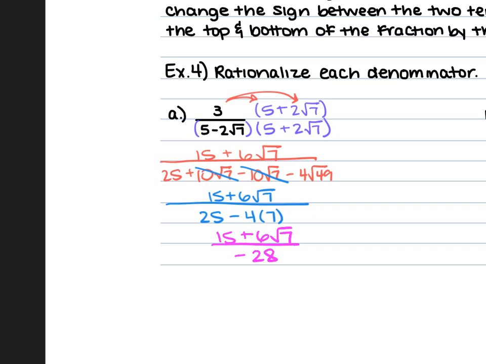Now, look to see if you can simplify this. First off, that negative on the bottom, you have to switch to a positive. You cannot have a negative on the bottom. So when you do that, you switch the signs on the top, and then you ask yourself, 15, 6, and 28, do they share a common factor? In this case, no. So our answer is negative 15 minus 6 square root 7 all over 28. Again, our denominator has to be positive.